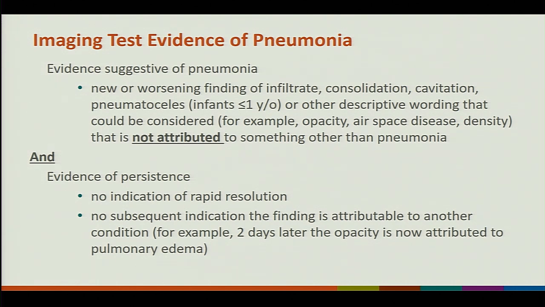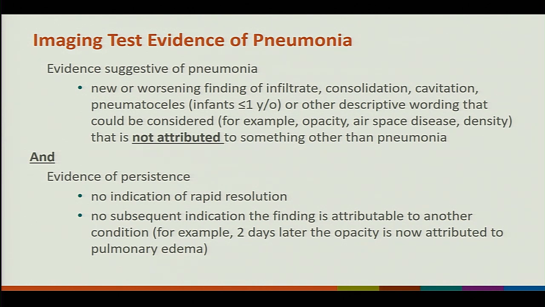And then, if you have more than one imaging test, and in some cases you're required to have more than one imaging test with the evidence of pneumonia, there has to be evidence of persistence. There can't be rapid resolution. A pneumonia does not resolve rapidly on imaging. Whatever was reported using one of those little keywords was probably not representative of pneumonia.